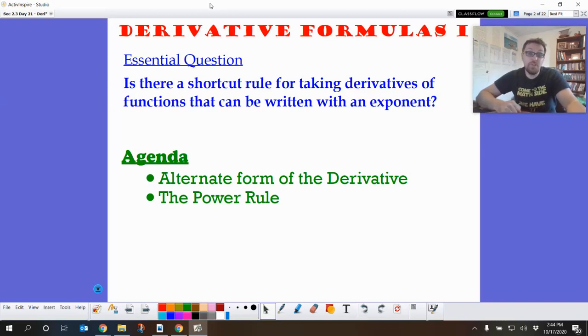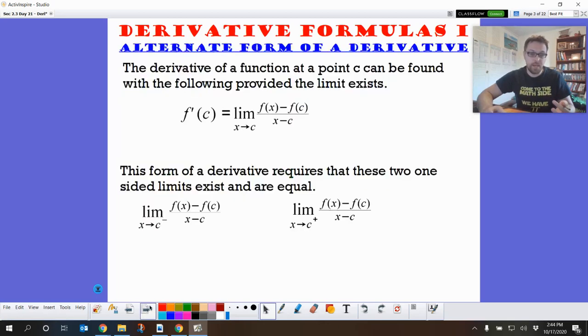Hi, welcome to 2.2 derivative formulas. We've looked at the basic formal definition of a derivative, but today is about how we can narrow this down and look at it in other ways. So some shortcuts is what we're going to be looking for in determining these derivatives today.